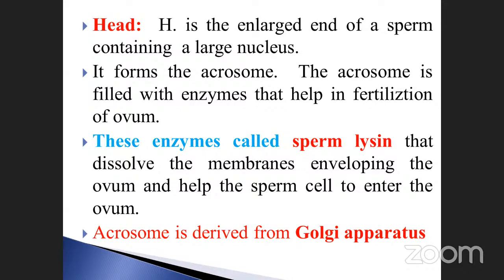Okay, the acrosome is derived from which part of the cell? That is called the Golgi apparatus. Note this also, take a hint. Please kindly make a note. Okay, see, the acrosome is derived from the Golgi apparatus. Okay, what is the main function of the Golgi apparatus in a normal cell? You know very well. What is that?